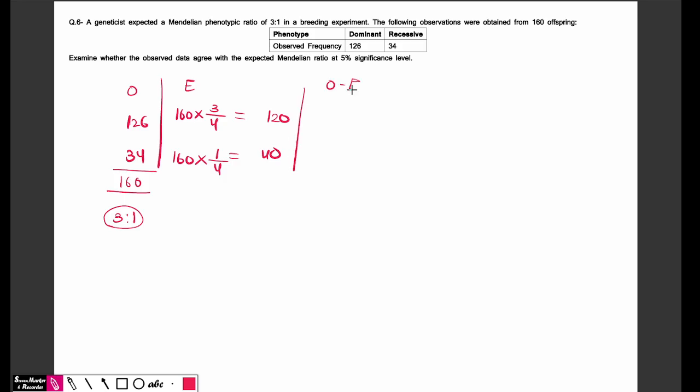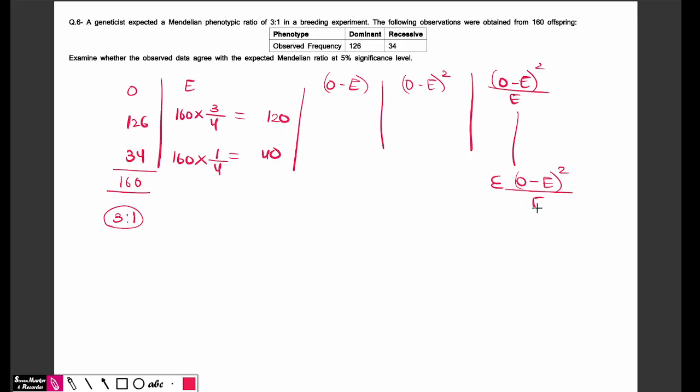Now you will do observed minus expected, then observed minus expected squared, then observed minus expected squared upon expected, and finally you will summate the two values of observed minus expected squared upon expected value. So the final answer comes out to be 1.2, and this is the chi-square value which you have calculated.